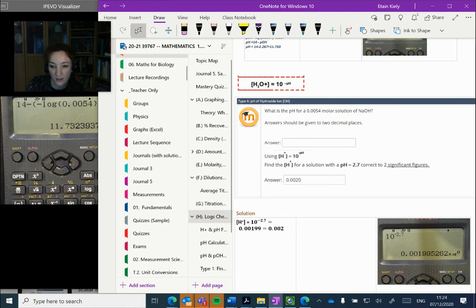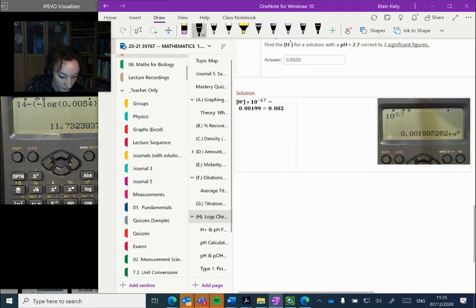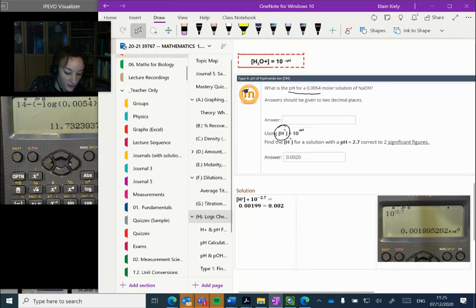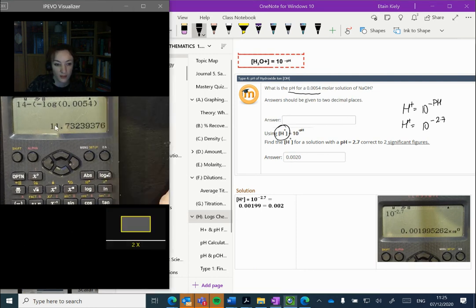So this time, instead of looking for pH, we've been given the pH, and we're looking for the hydrogen ion concentration. So using this formula, we use the formula that the hydrogen ion concentration is equal to 10 to the minus pH. We've been given the pH value, so the hydrogen ion concentration is 10 to the minus 2.7. Again, we can plug this into our calculator here.